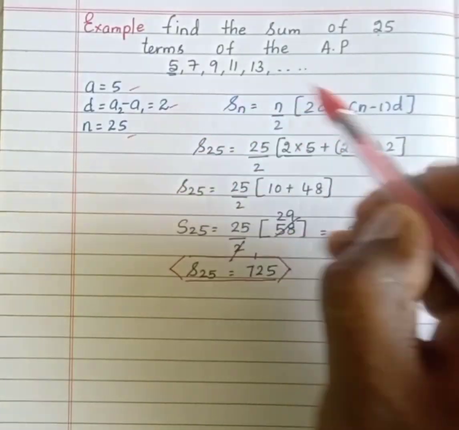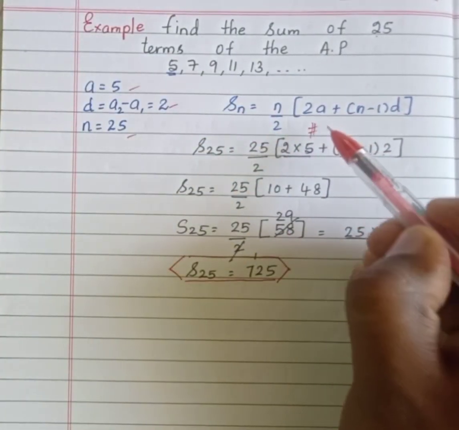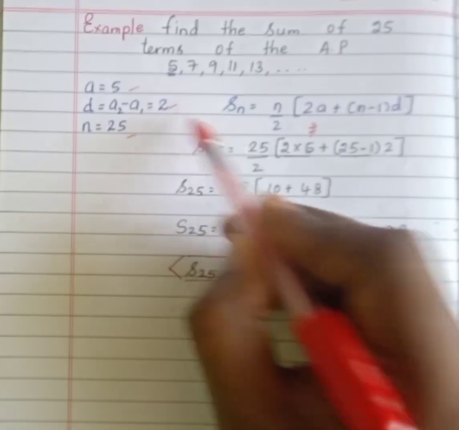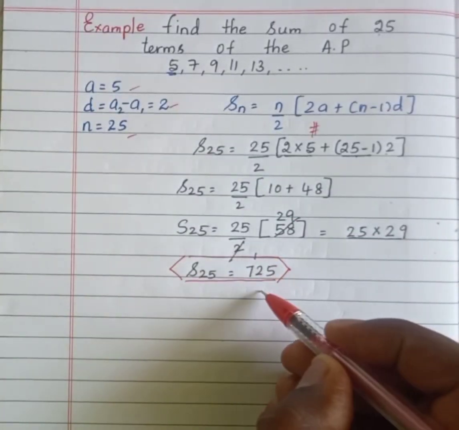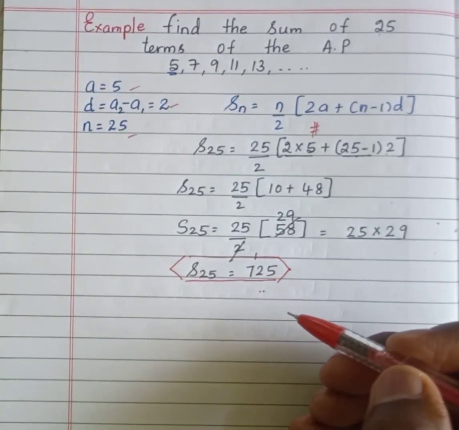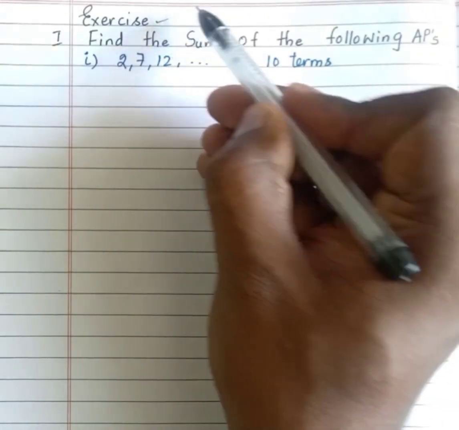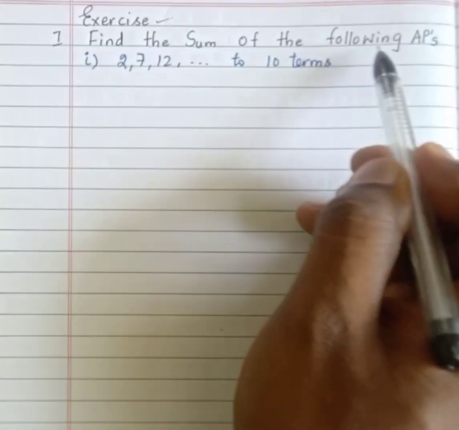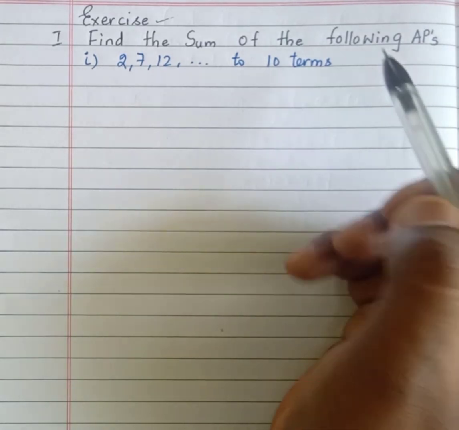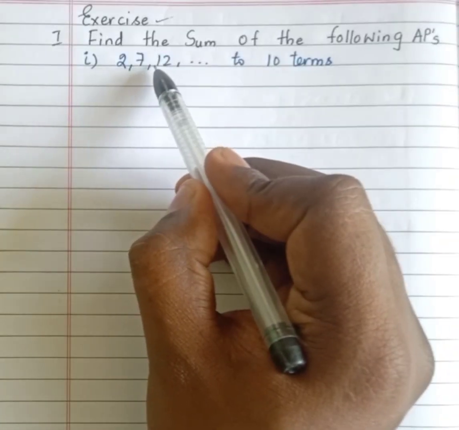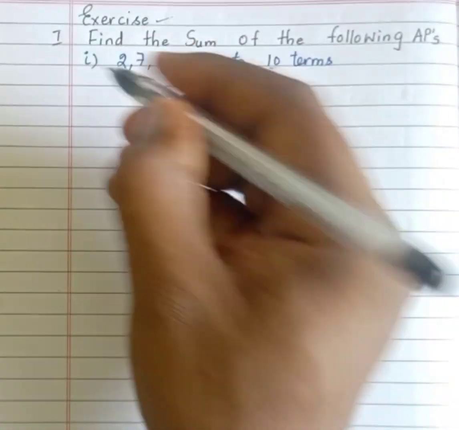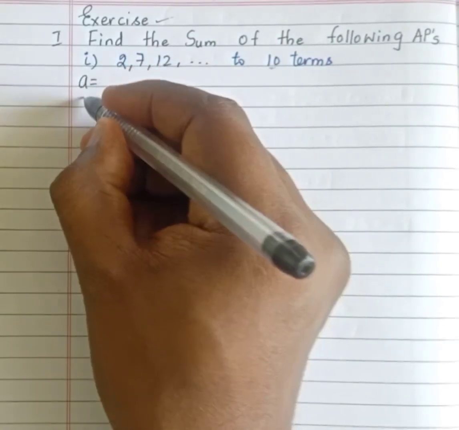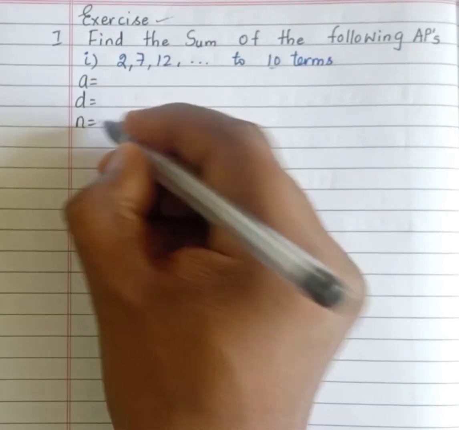To find the sum, you should know the value of a, d and n. Now substitute all these values, and you get the sum of 25 terms as 725. Now we shall solve the exercise question: find the sum of the following APs. The first question is 2, 7, 12 up to 10 terms. That means we should find the sum of the first 10 terms.